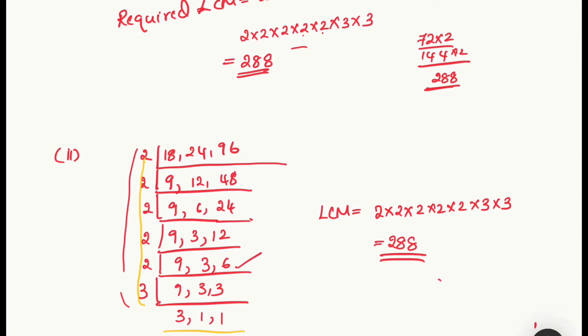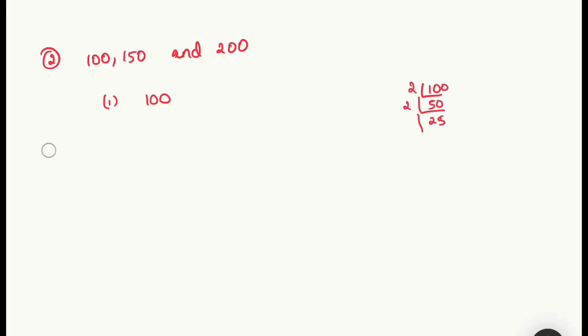So similarly, let me do the second question also. We have to do it with both the methods. So 100, 150 and 200. Let me start with the prime factor method first. 100, 2s are 50, 2s are 25, 5, 5. So I can write 100 as 2 to the power of 2 into 5 to the power of 2.